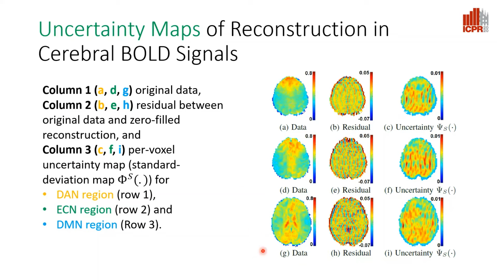These are the original data points. These are the corresponding residual, and these are the uncertainty map obtained from the psi s output of our model. It suggests that the framework is able to capture the error patterns due to undersampling quite well.